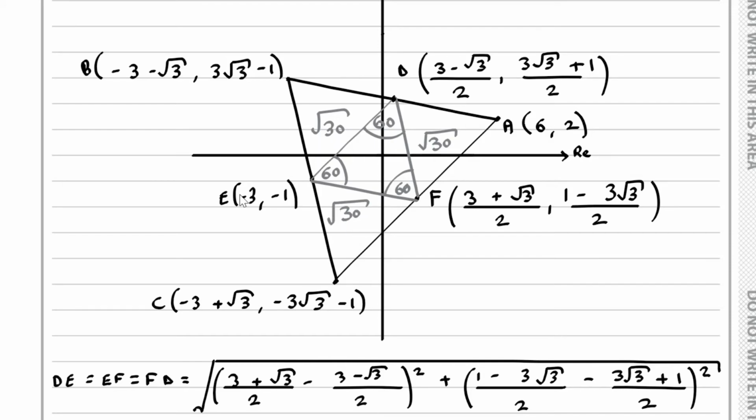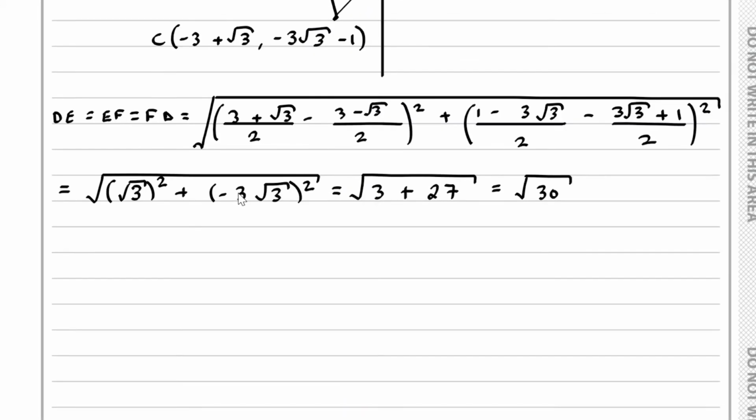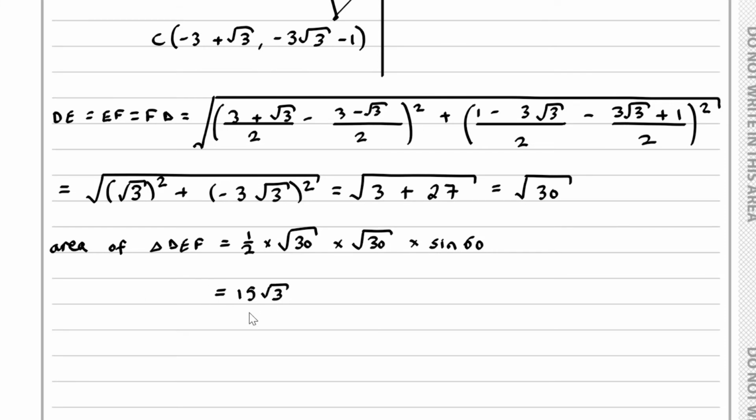And now we can quite easily find the area. The area of the triangle DEF is a half ab sine C, so we have a half times root 30 times root 30 times sine 60. So if we work this out, you'd find the area to equal 15 root 3 over 2 units squared. Okay.